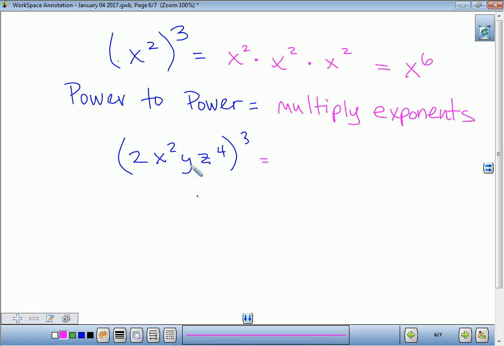Okay, now this is kind of jumping a step because I didn't give us one that's just something raised to a power. This is actually a product raised to a power. And when we raise a product to a power, everything in that set of parentheses has to be raised to that power. So right now the 2 is raised to the understood first power. So what is 1 times 3?